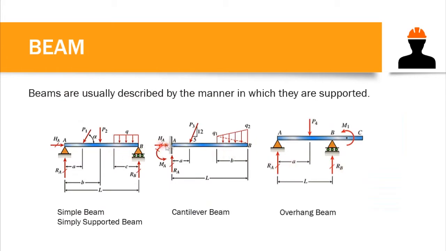And for the fixed support, we have three reactions. This is commonly used for concrete structures, when we connect a column and a beam in a concrete structure. We have a horizontal reaction, a vertical reaction, and also a moment reaction at the end support.